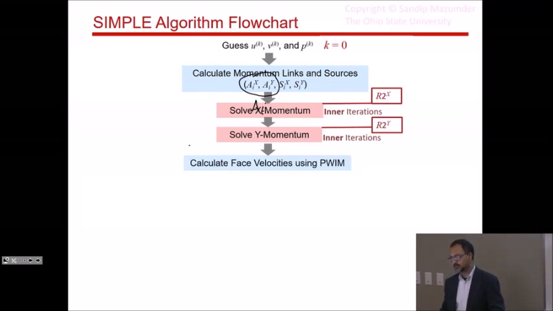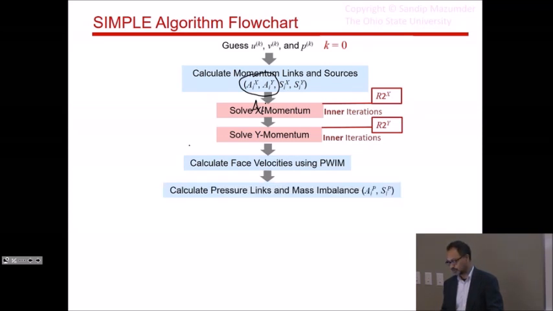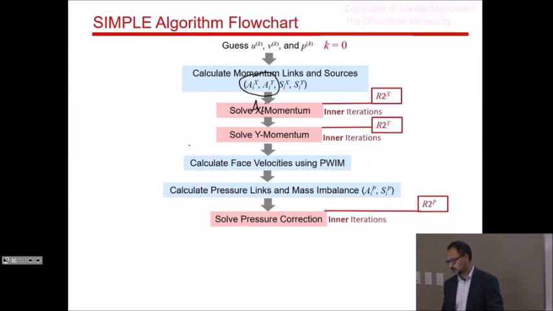Same thing, you solve your Y momentum, inner iterations. And then this is brand new, calculation of the phase velocities using PWIM. Okay, so this part is new. Wasn't there in the flowchart for the staggered mesh. You calculate your pressure links and mass imbalance. Solve your pressure correction. Again, inner iterations, iteratively. Store your residual right at the beginning. You correct your velocity and pressure.